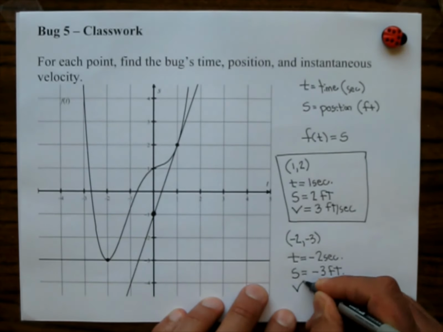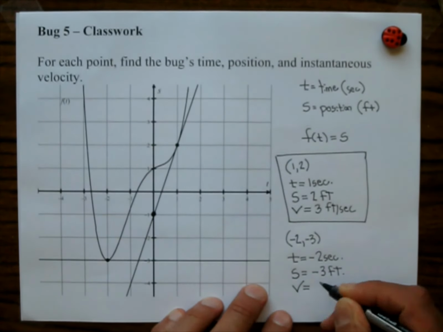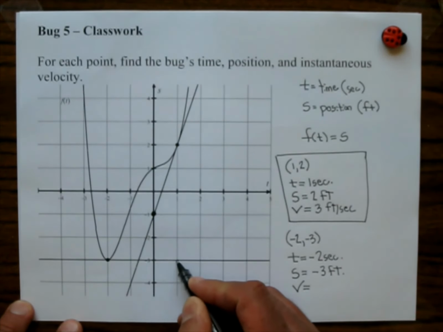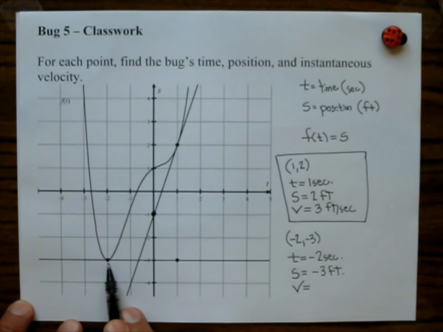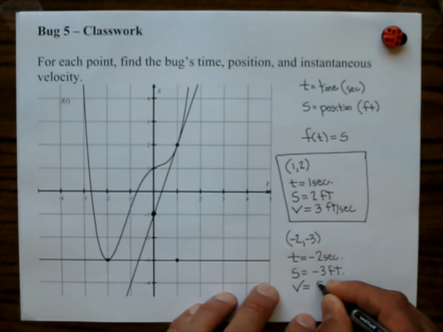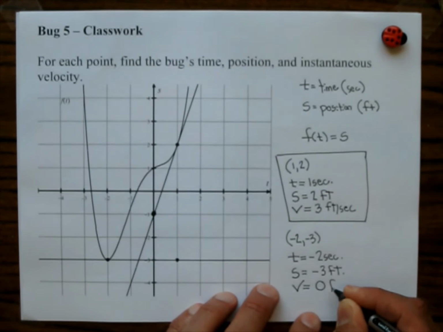What is the bug's instantaneous velocity? We look at the slope of this horizontal line. You can put another point right here. Rise over run: rise is 0, run is 3, and 0 over 3 is 0, and we have to put our units, feet per second.